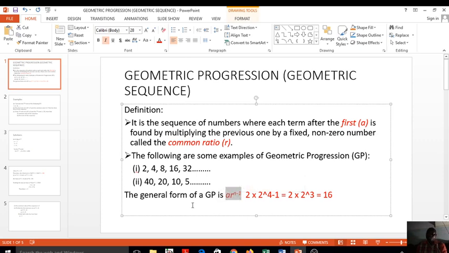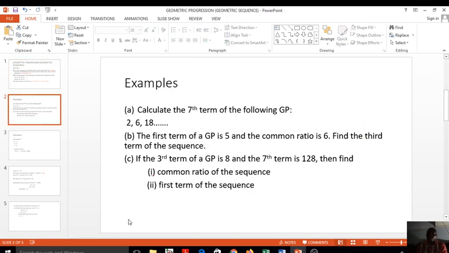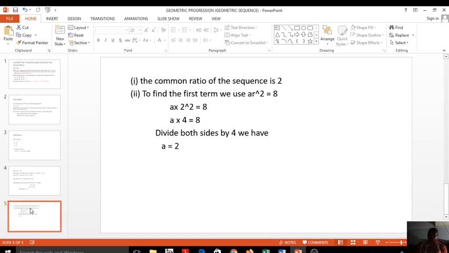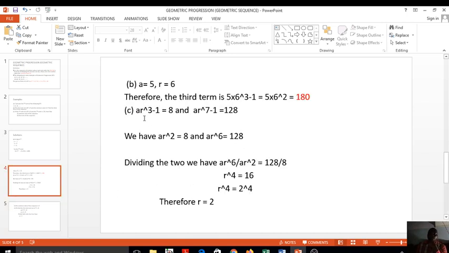There are two values here. According to the question, we have the third term, and we also have the seventh term. The seventh term is 128, while the third term is 8. So all you need to do is quite simple. We're supposed to substitute. We have ar to the power of the term number minus 1, where the third term is 8, and the seventh term is 128.